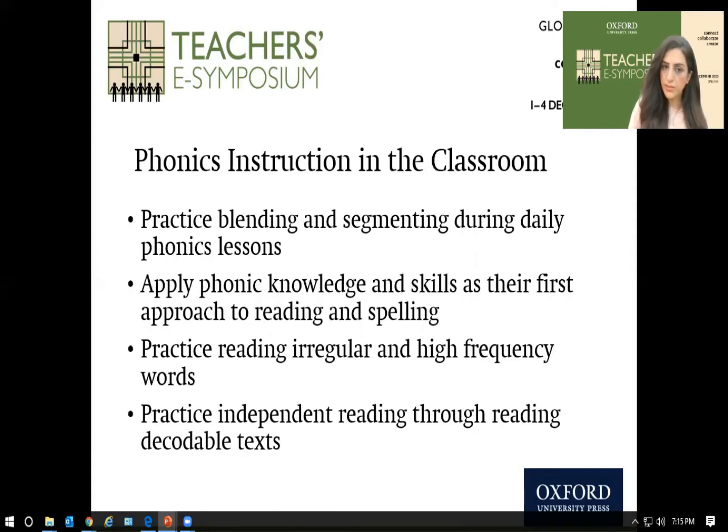So what does phonics instruction look like in the classroom? We start off with teaching the sounds and then immediately move on to practice blending and segmenting during daily phonics lessons.